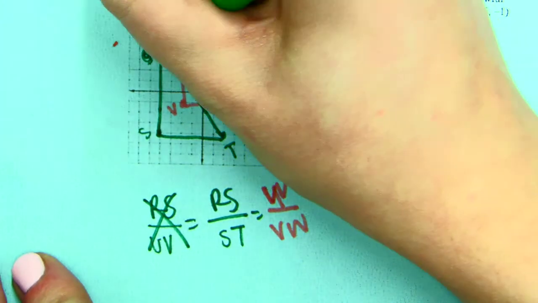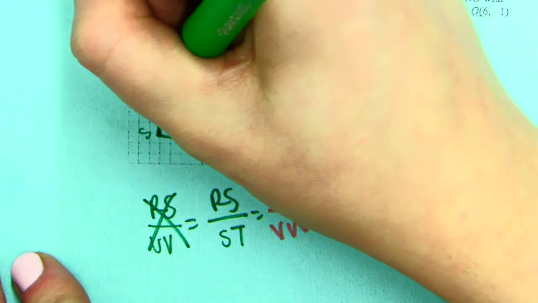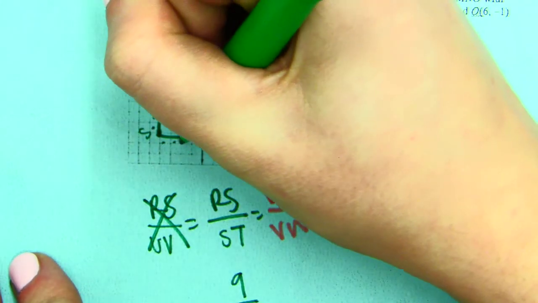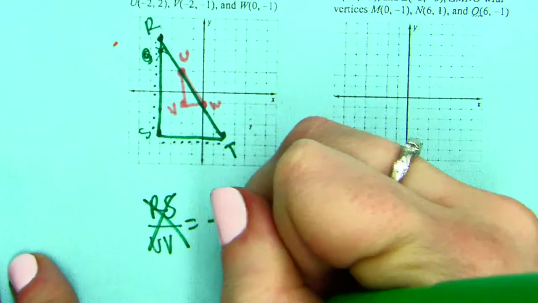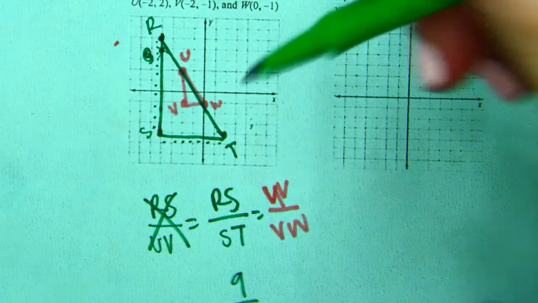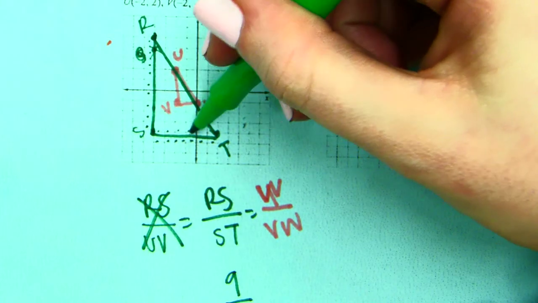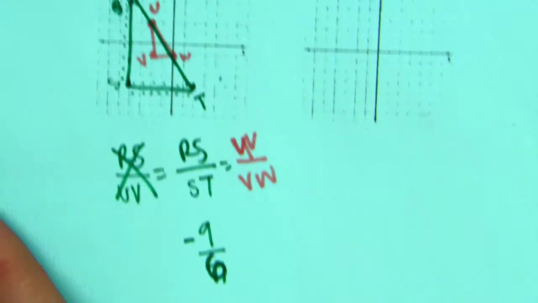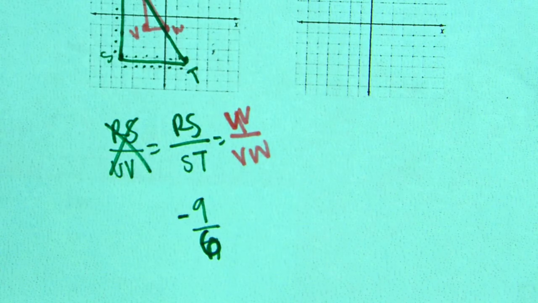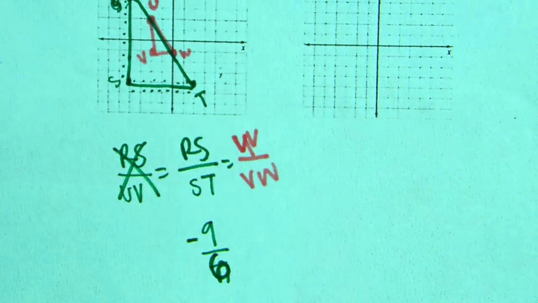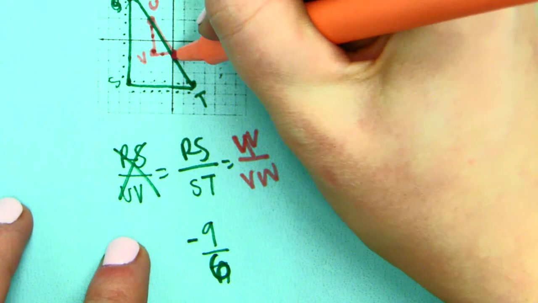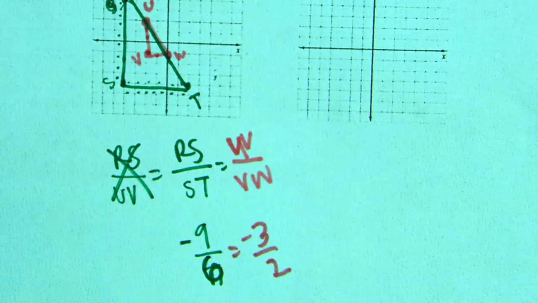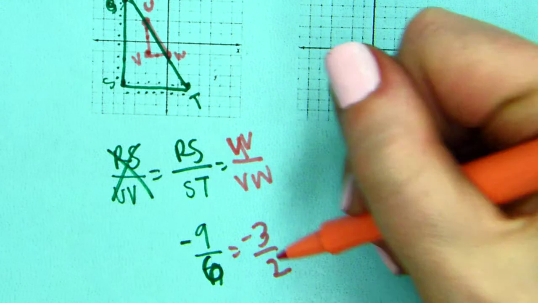So for this one, the rise is 1, 2, 3, 4, 5, 6, 7, 8, 9 over 1, 2, 3, 4, 5, 6, 7. Did I count that right? 9 over 6, sorry. And it should be a -9 since it's going down. We do the same thing with the orangish triangle. It goes down 3 over 2. Are these two ratios equal? They are. And this one's more simplified, so this is the slope of the hypotenuses.